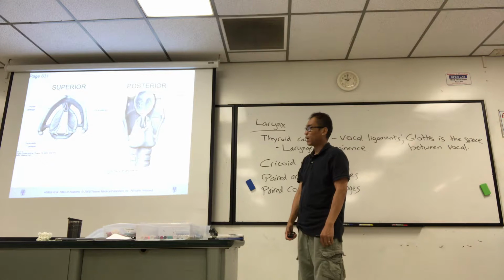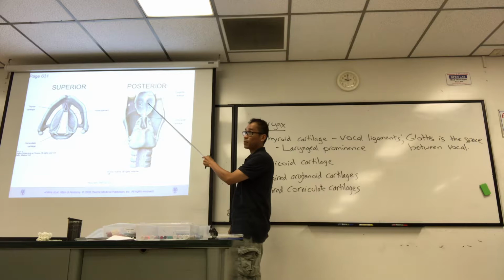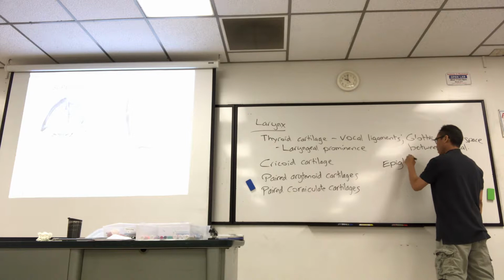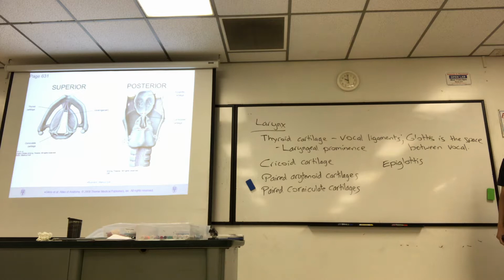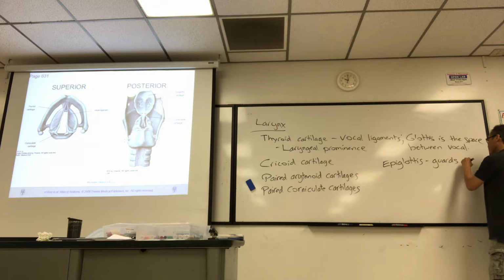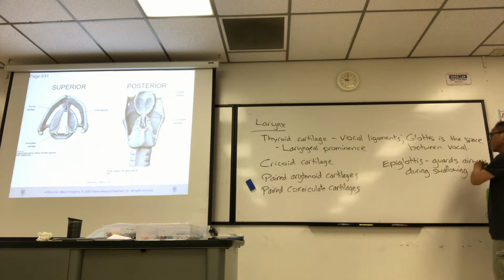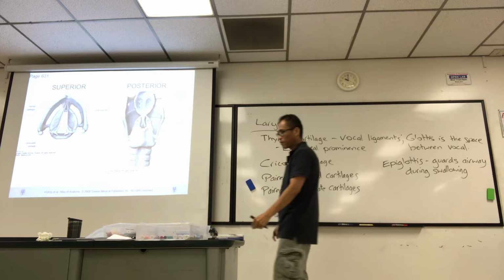All right, well, anyways, this is the epiglottis. That's also important, let's note that. The word epiglottis means over the glottis. So this guards the airway during swallowing. So imagine this, when you swallow, it covers the glottis, so food is routed down. Not the airway, but the food way.